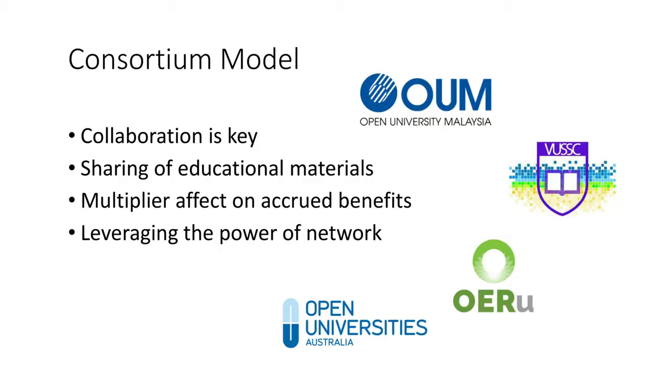The Open University of Malaysia is an interesting example of the consortium model, where 11 public universities are partners. This is a collaborative model where all participating institutions take ownership and share the benefits. COL's own Virtual University for Small States of the Commonwealth, or VUSSC, the Open Universities Australia, and OER Universitas are different versions of this model. The strength of the model is the power of the network, collaboration, and resource sharing.